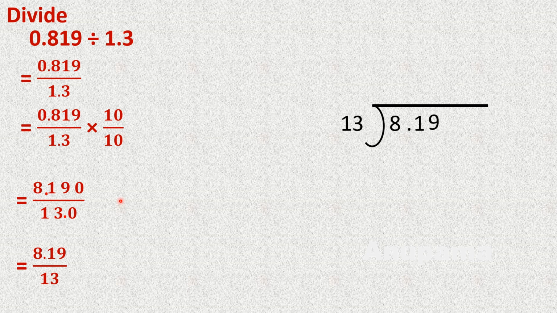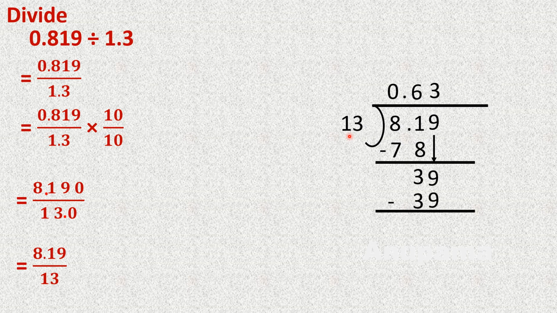Now let us divide 8.19 by 13. So we will divide 8.19 by 13. But you know that 8 is smaller than 13. So we will put 0 and a decimal point. Now it is 81. We can divide 81. So 13 6s are 78. Now we will subtract it. It is 3. We will write down 9. 13 3s are 39. We will subtract it. It is 0, and our answer is 0.63.